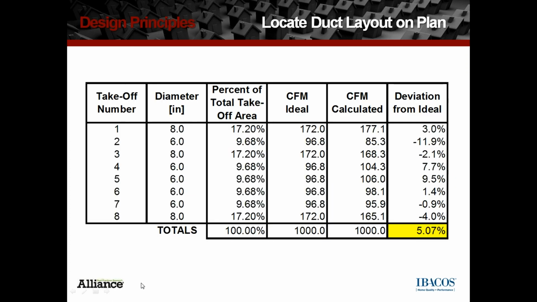Here's the table that numerically lays out how that goes. And the first scenario had a 30% variation from the ideal. This one has a 5% variation from ideal overall.